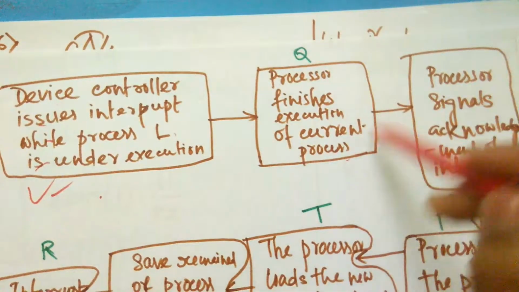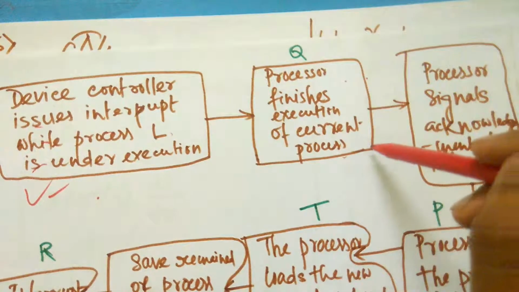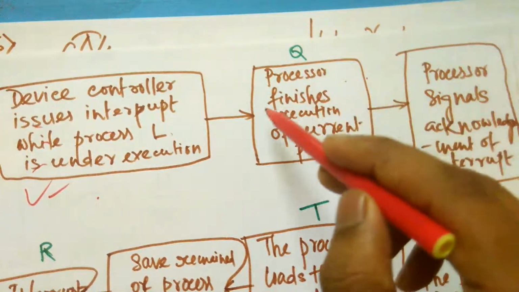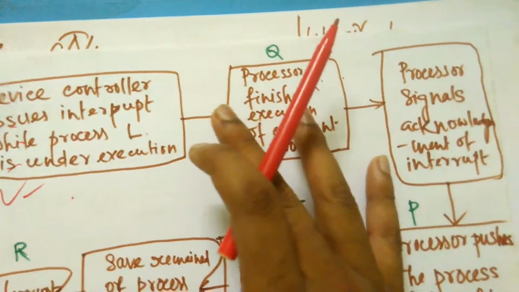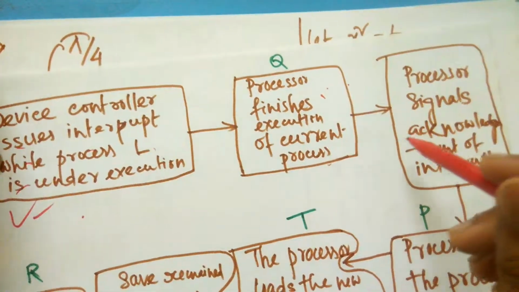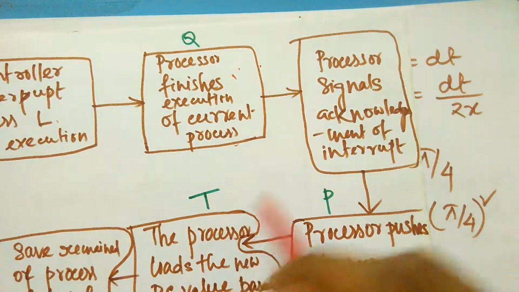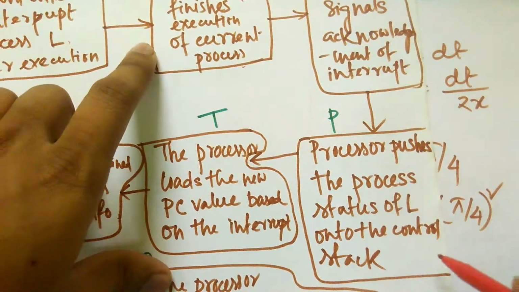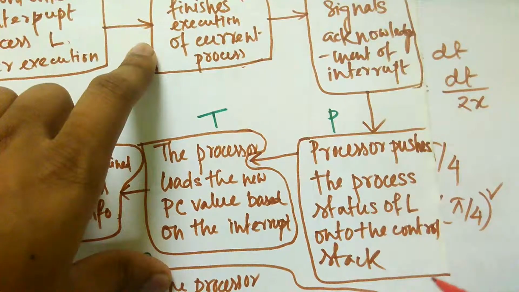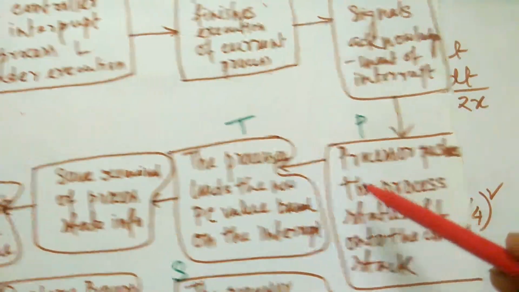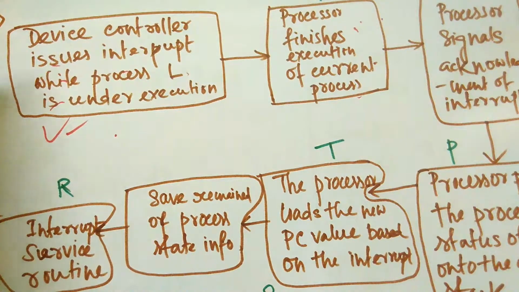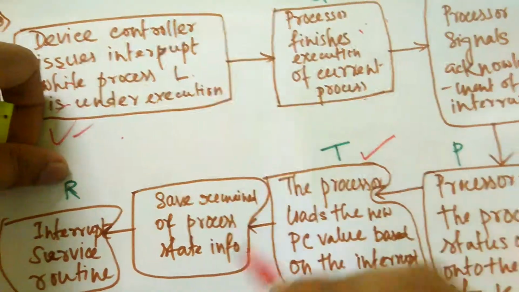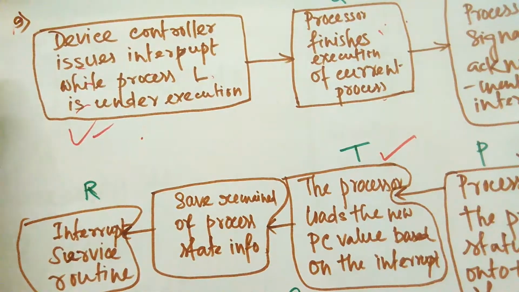After that, the processor finishes the execution of the current instruction, which is mentioned as Q in the question. After that, the processor signals acknowledgement of the interrupt. After that, the processor pushes the process status of L onto the control stack, which is event P in the question. After that, the processor loads the new program counter value based on the interrupt, which is T in the question. After that, it saves the remainder of the processor state information.